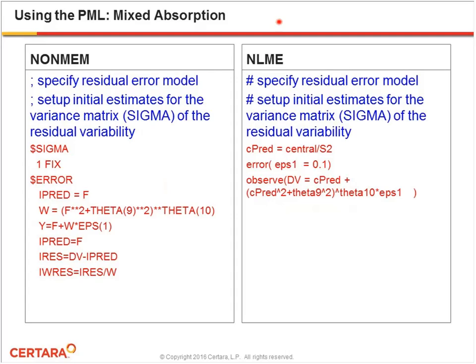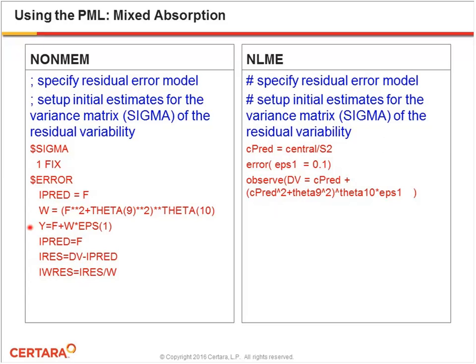Next, we come to the residual error model. So as I said, we use a power model. This is set up in NONMEM this way, where you fix sigma to 1, and then define the error models using a weight factor. And here you see the power statement with 2 fixed effects, theta 9 and theta 10. And it is similar in NLME. Here we obviously have our error statement, epsilon, and we put everything in the observe statement with this power formula, which is equivalent to this one.